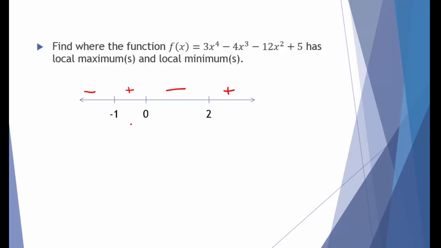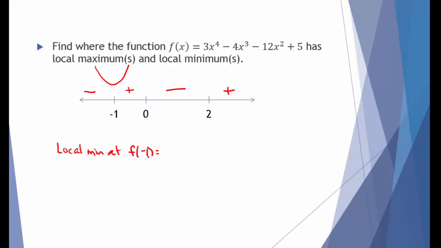So notice at -1, which is a critical number, my first derivative changed from negative to positive. That means that my original function changed from decreasing to increasing. So guess what you're picking up at -1? You're going to get a local min. So local min at f of -1. Now, we do actually want the ordered pair.